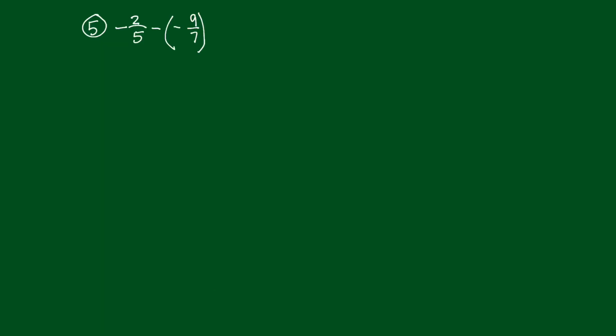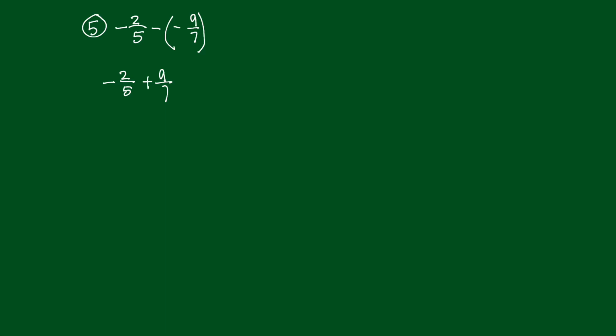So in problem 5, we've got some fractions. First thing I'm going to do here, though, is I'm going to think this. See this minus a negative? I'm going to think that's a positive. It's not really strictly according to the rules, but it always works. So minus a negative, I'm just going to think of as a positive. So I'm going to think of this problem as negative 2/5 plus 9/7.